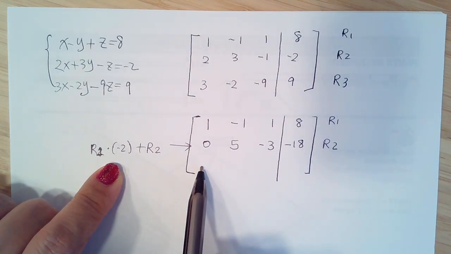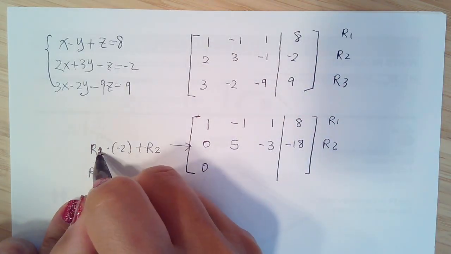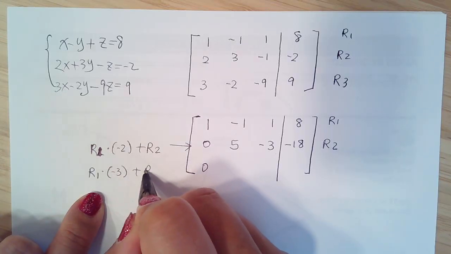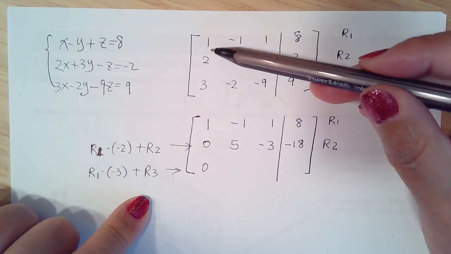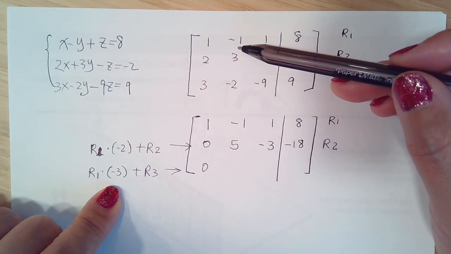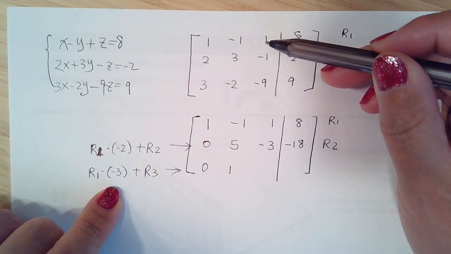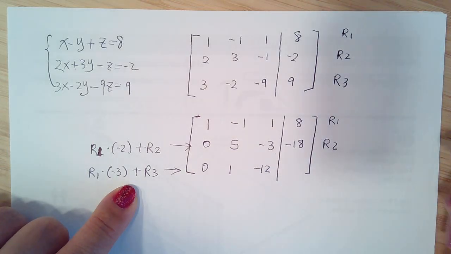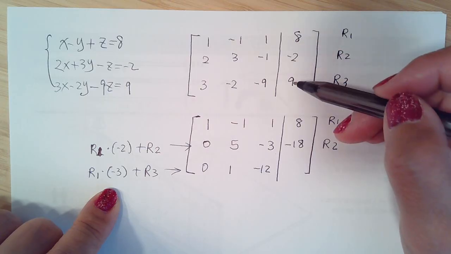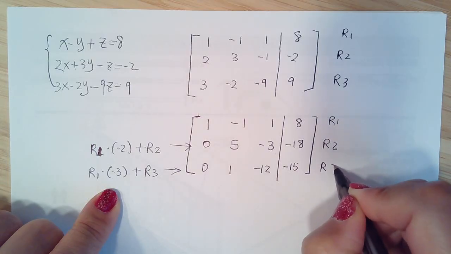And also I want here to be 0. I really want that to be 0. So I'm going to use this one, R1, here's 1, times -3, and then add to my old R3. So that is 1 times -3 plus 3 is 0. -1 times -3, which is +3, and -2 is 1. And then here's 1 times -3, -3, and -9, so that's -12. 8 times -3 is -24. -24 plus 9, I got a -15. So that's my new R3.